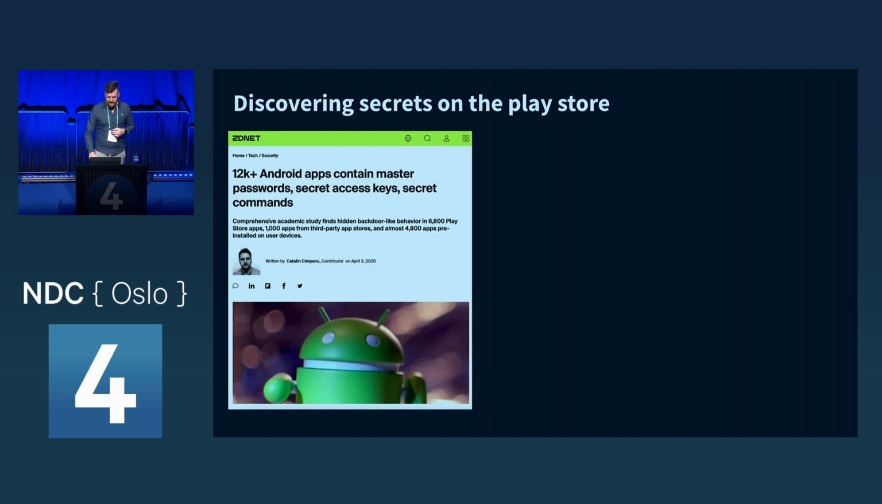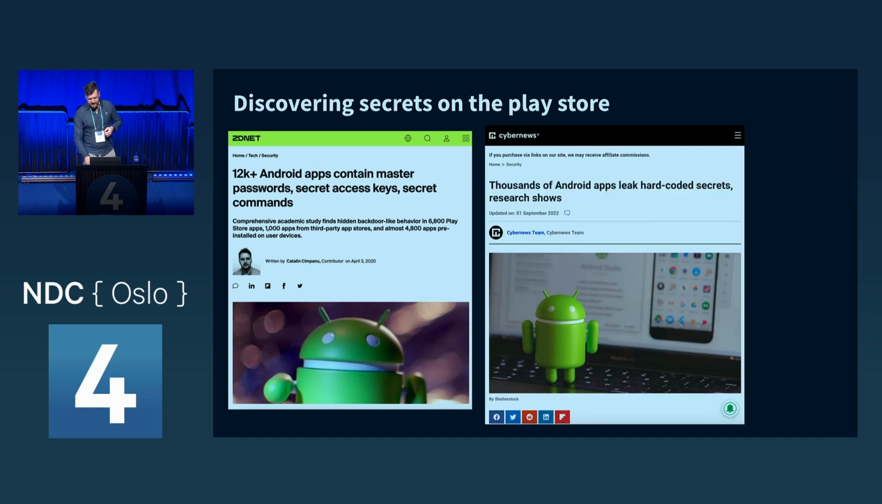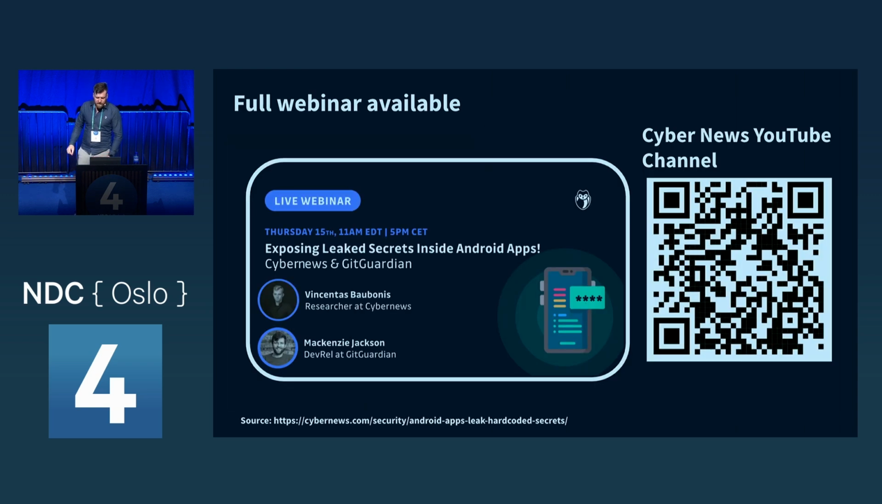So this one, they looked at 12,000 Android applications. And then Cyber News last year did a great research study, and they looked at 50,000 APKs on the Play Store, downloaded from the Play Store, and saw how they had secrets in them. So I teamed up with the guys at Cyber News, and we did a full webinar on this research and all the methodologies and exactly how they did it, how they chained the tools together, and all their results. If you want to see that webinar, there's a QR code there.